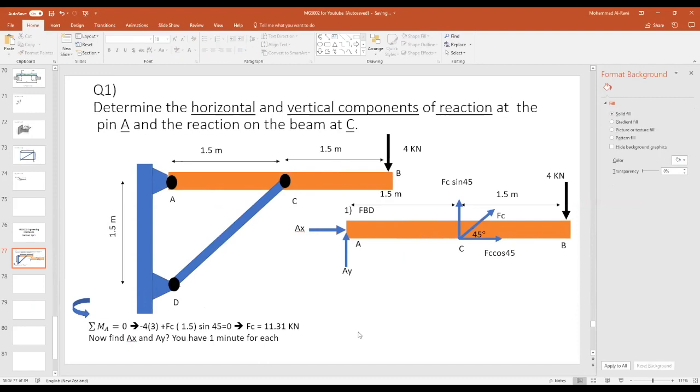So try to find it. You can start either with summation of forces in the horizontal direction or summation of forces in the vertical direction, and then let's see how you can find the right answer. And please remember, this is forces, so you don't need to multiply it by distance. Only multiply by distance when it involves a moment.